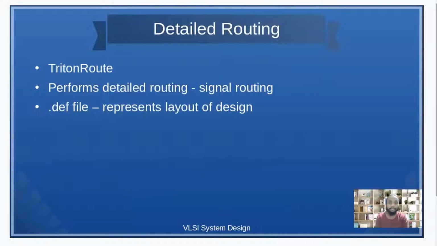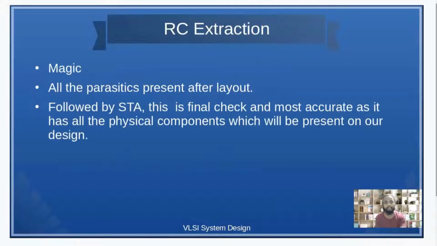Detail routing. This is done using the TritonRoute tool, and it performs the detail routing, that is the signal routing, and the end product is a .def file, which is the representation of the layout. The parasitic extraction or the RC extraction is done with the help of the Magic tool, and after that the final static timing analysis is done to confirm that there is no negative slack in our design.